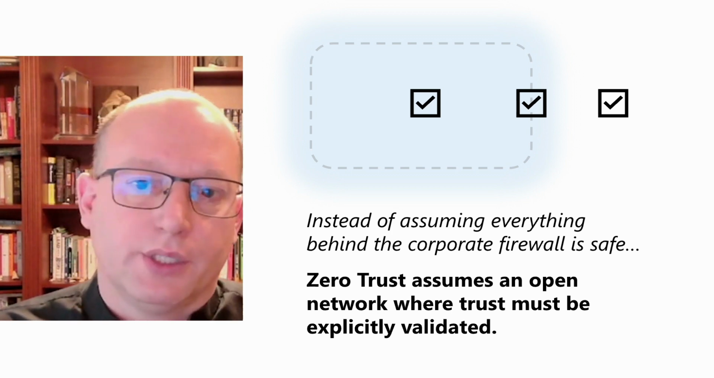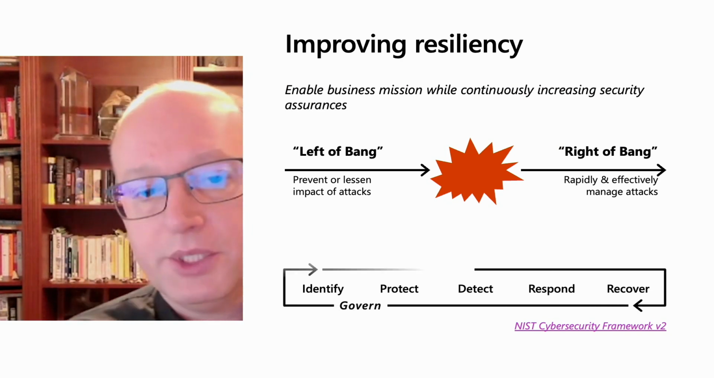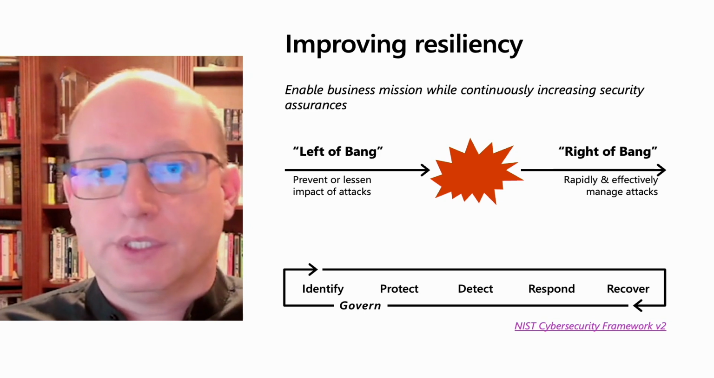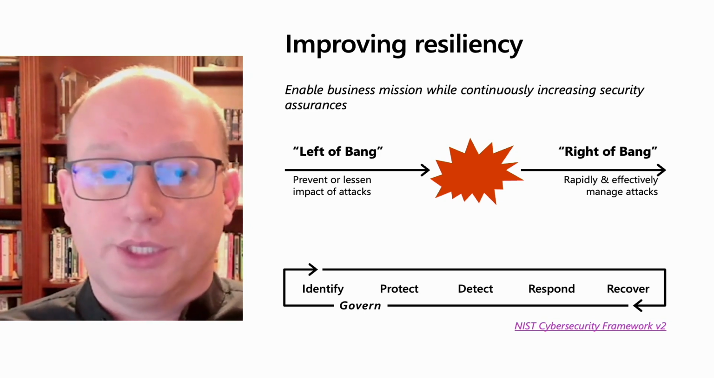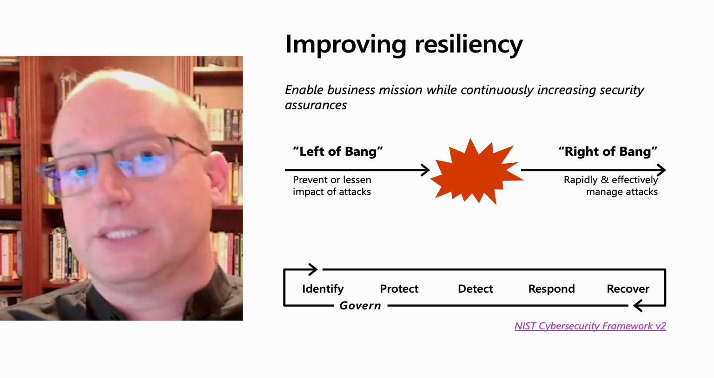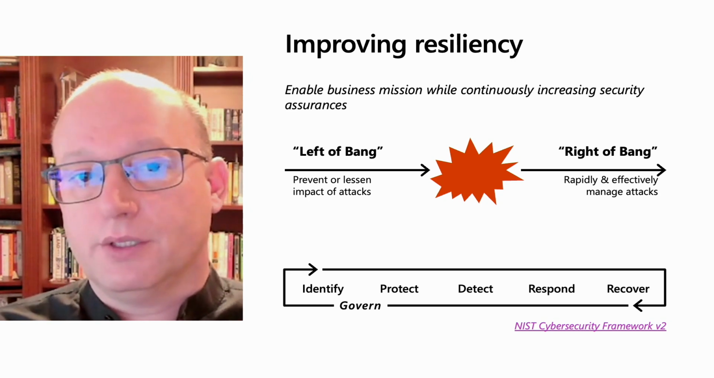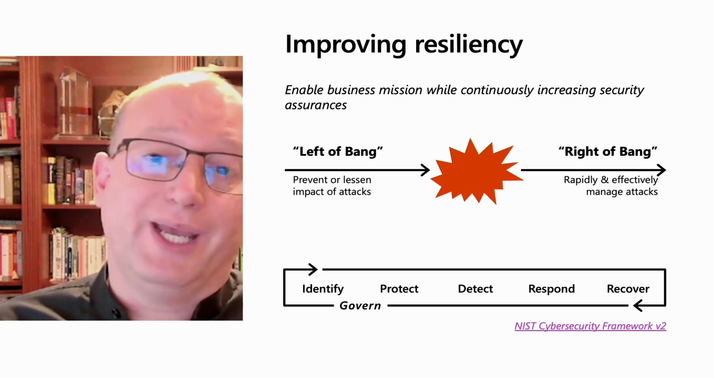And one other thing that we wanted to cover here as we talk about improving resiliency: ultimately, security is a risk discipline, and every risk discipline shares this basic fundamental structure in common, which is you're focusing on the left of bang. Ultimately, you're trying to make bad stuff not happen. You're trying to prevent it from happening. You're trying to lessen the impact and the likelihood of things happening. And you're dealing with it when it happens.